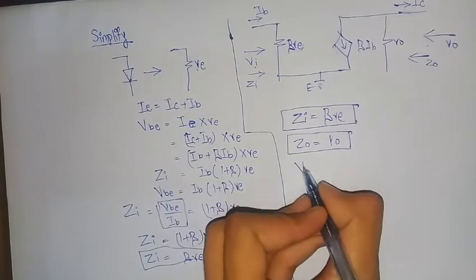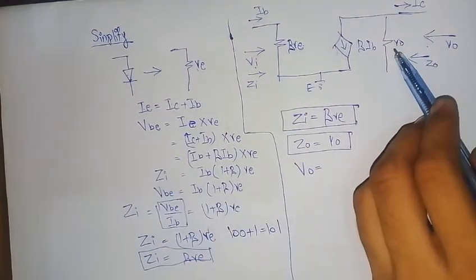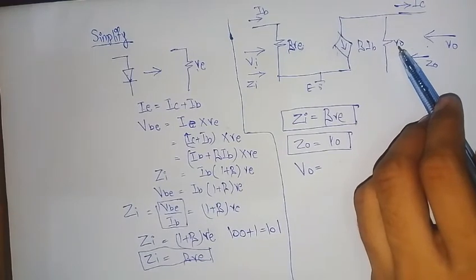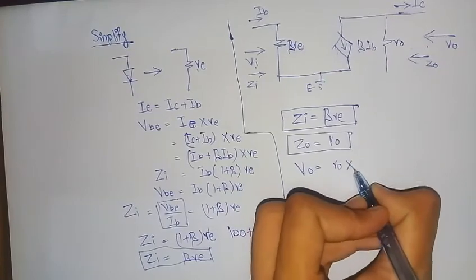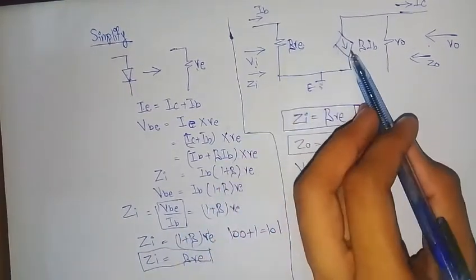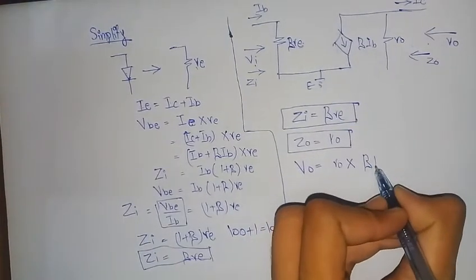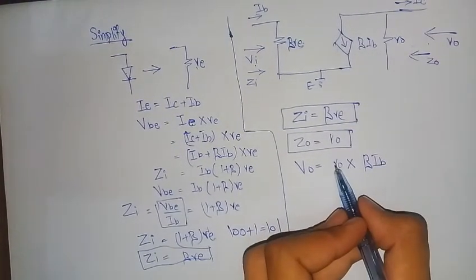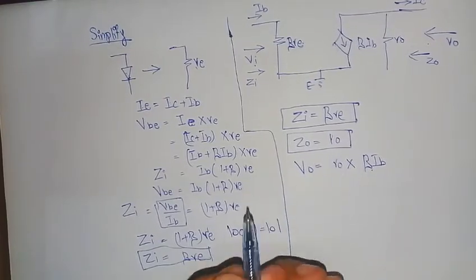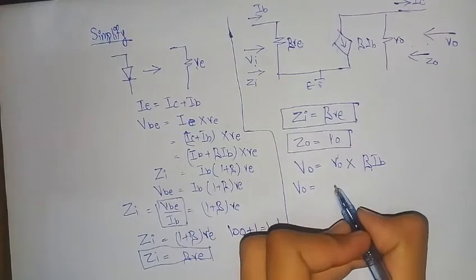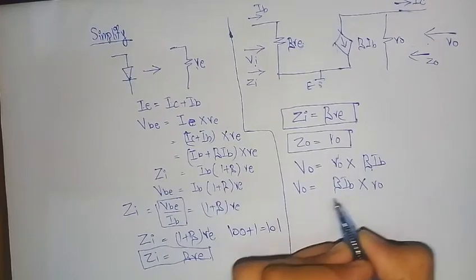So the output voltage will be calculated from the resistance, and this resistance has the value of R0. So R0 is multiplied with this dependent source, and the value of this dependent source is beta times IB. These two are multiplied because this is resistance and this is current. So current into resistance is equal to the voltage by Ohm's law.